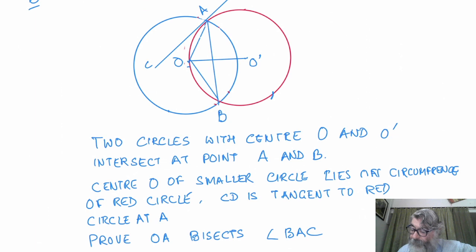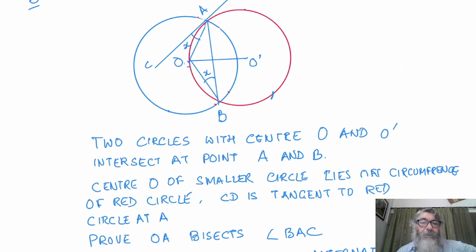So I would use the same property. I will say that angle CAO, this angle, is X, suppose. This is the angle between tangent and chord. It will be equal to the angle in the alternate segment. This will also be X. Angle CAO will be equal to angle OBA. OBA will be equal to X. Alternate segment.